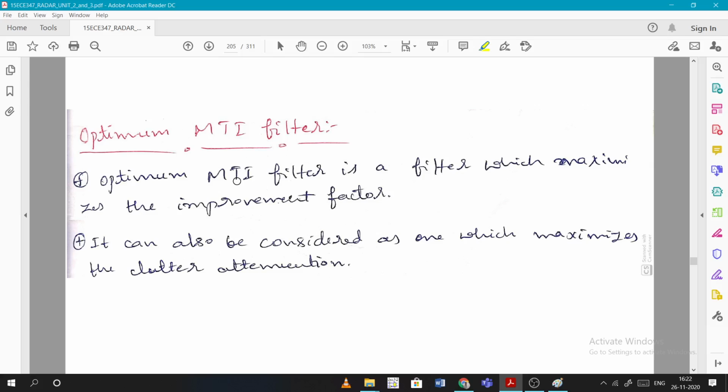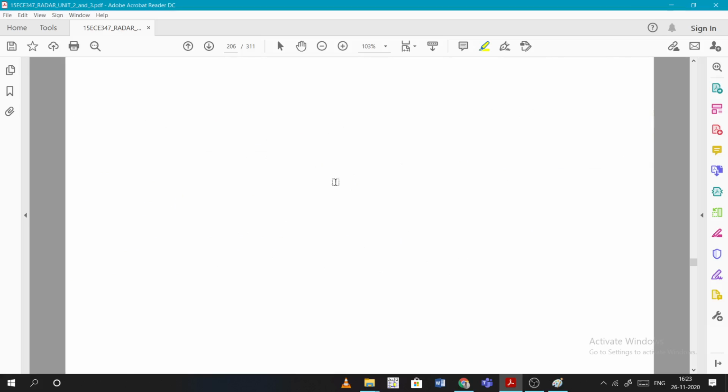Now, the optimum MTI filter. An optimum MTI filter is a filter which maximizes the improvement factor. So basically these MTI filters will maximize the MTI improvement factor. Basically there are optimum and normal ones. Normal MTI filters will give some normal value. When we use optimum MTI filters, we get a better improvement factor than the previous MTI filters. It can also be considered as one which maximizes the clutter attenuation. So these optimum MTI filters will further increase the clutter attenuation compared to the normal MTI filters.